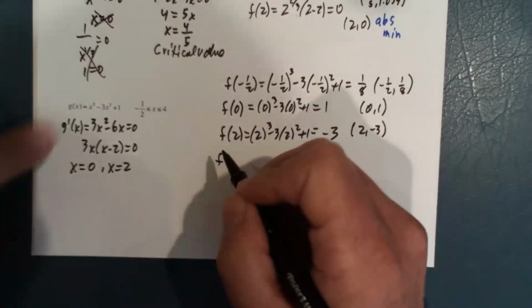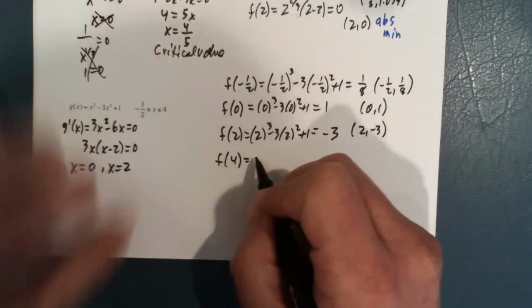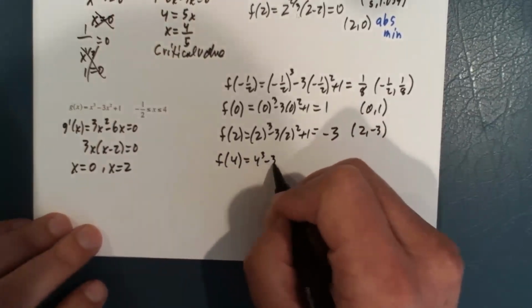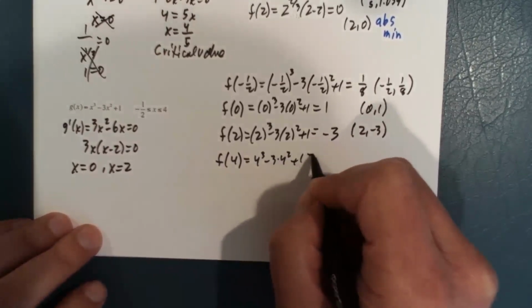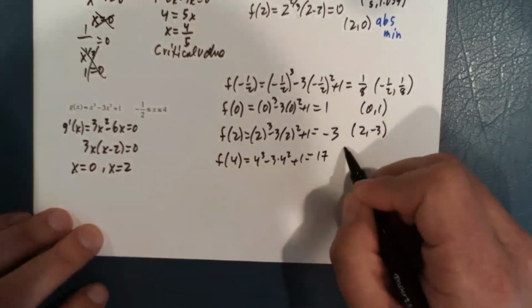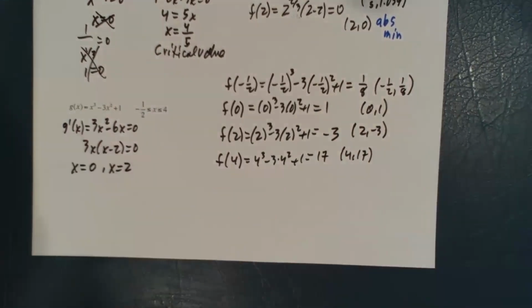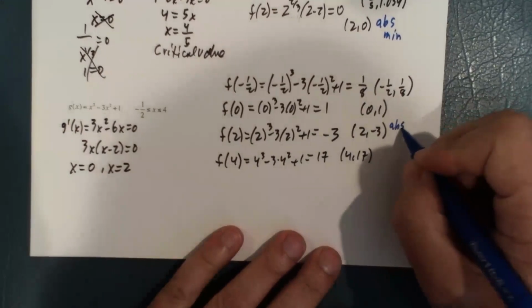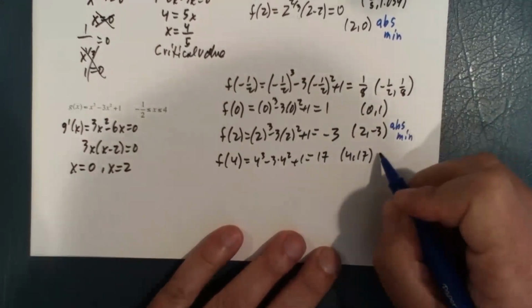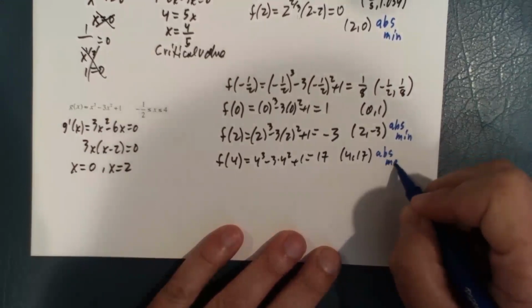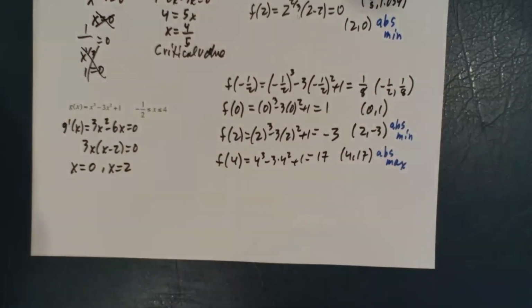And we have to test the other endpoint here, f of 4. And I'm getting 17 with that one. So 4, 17. So we're only looking at the y values to make this determination. So it looks like we have an absolute minimum here, and we have an absolute maximum here. And again, that's within this interval. If we didn't have that interval, we would have a harder time figuring what the minimum and maximum are, and it's possible that they don't even exist. I hope that was helpful.